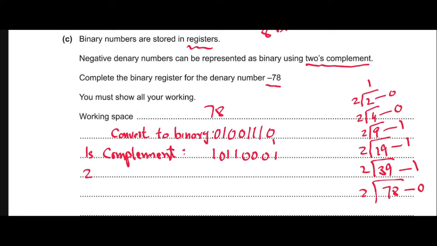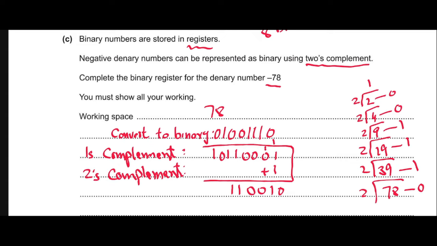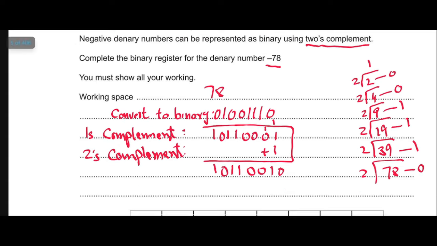So add the 2's complement. In 2's complement, we simply add 1 to this 1's complement number. Okay. So remember, we're just adding it here. 1 plus 1 is 0 and 1 carry. 1 plus 0 is 1. And then we just write the same number. 0, 0, 1, 1, 0, and 1. Okay, so this is our answer.